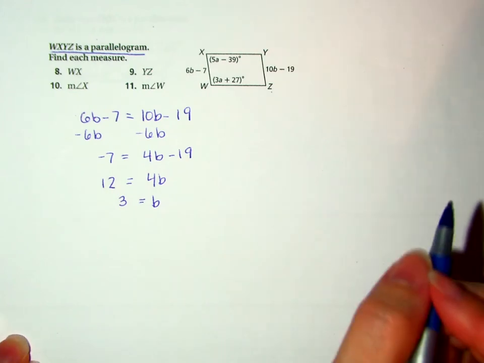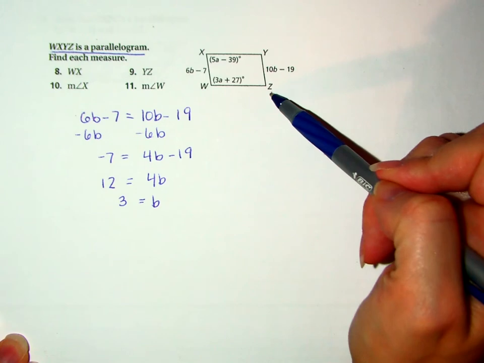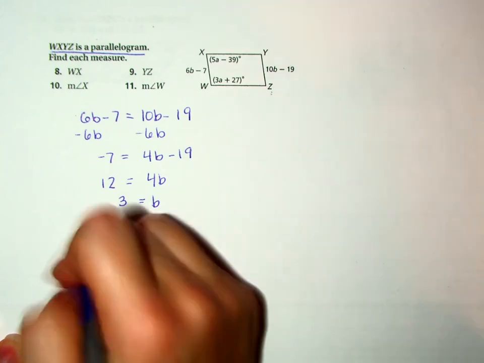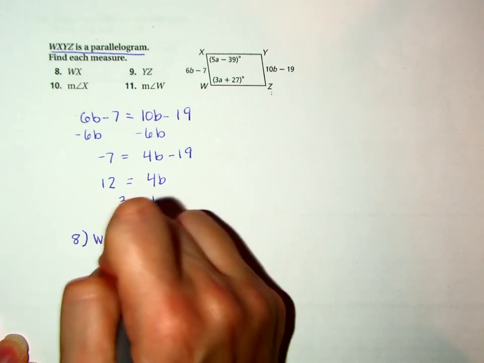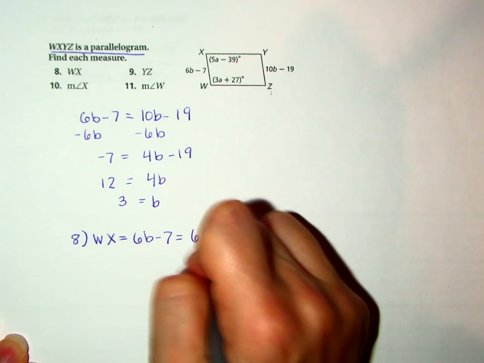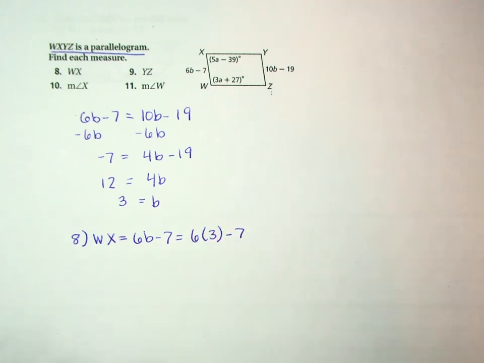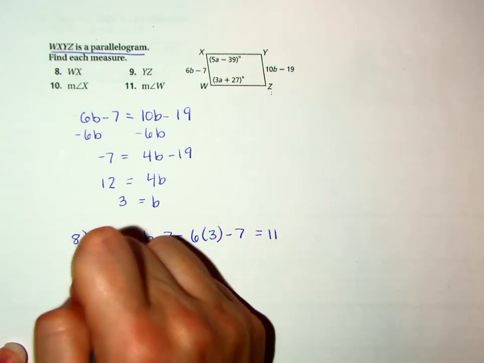Now that's not what the question asks for. The question asks us to actually find these side lengths. So don't forget, we have to plug them in. So for number 8, we're going to take WX is equal to the 6b minus 7, which really means 6 times 3 minus 7. So when you do 6 times 3, that's going to be 18. Minus 7 is going to give you 11. So WX is equal to 11 units.